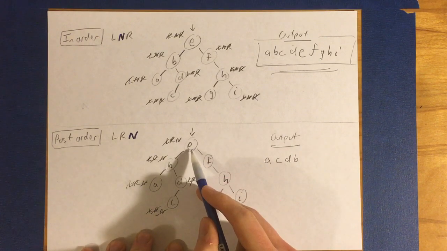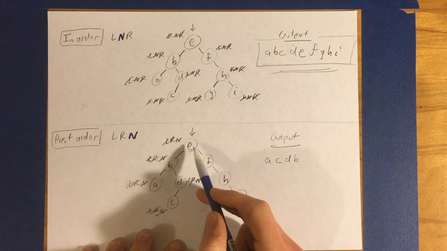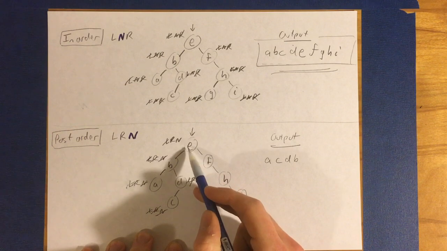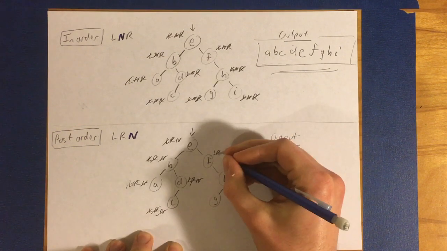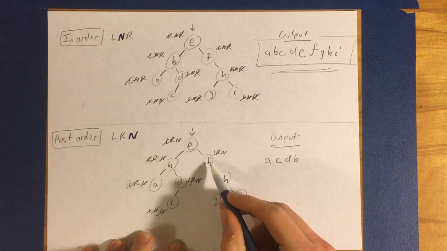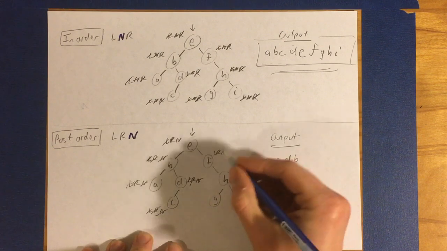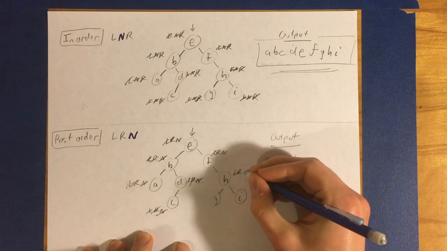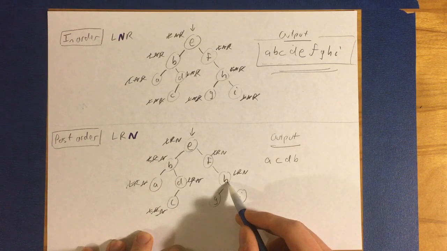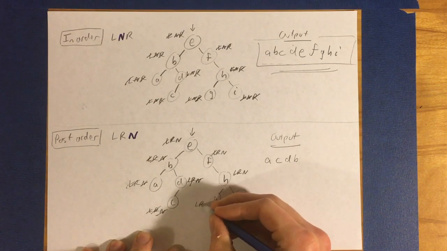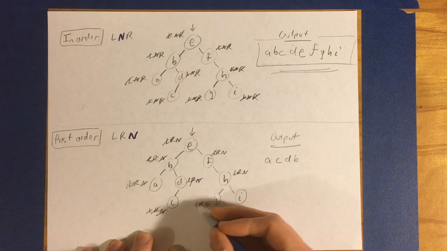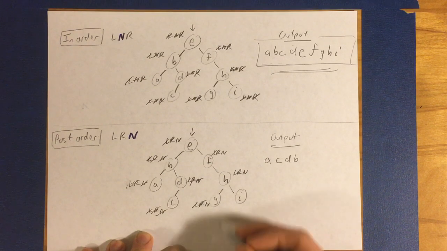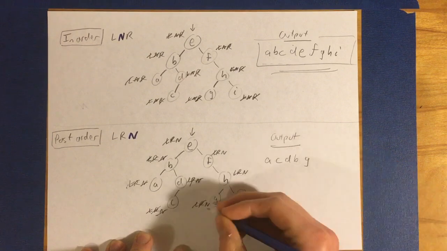Now E is done going left. It's done visiting its left child. So now E is not going to print itself, it's going to go to the right. F, first thing to do is go left, but it has no left child, so that's done. And now it's going to go to the right. First thing H does is go left to G. G would go left and then right, but it has neither of those children, so then it prints itself.